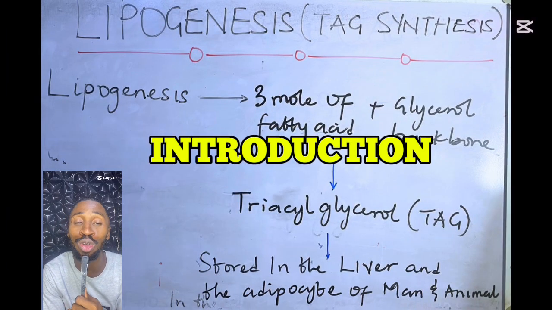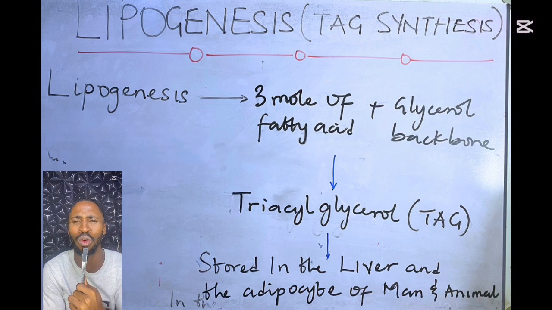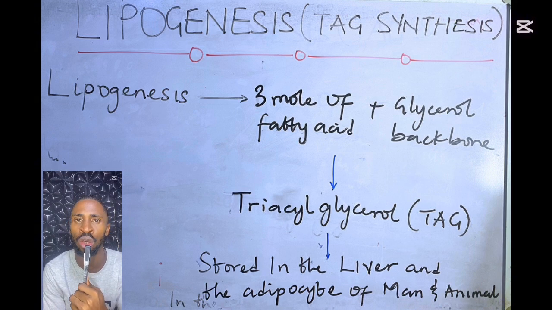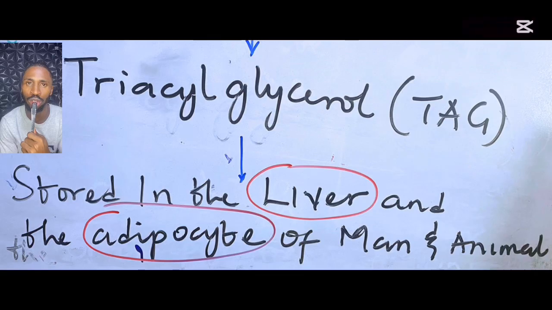So let us begin with the introduction. First of all, we'll be introducing what lipogenesis is. Lipogenesis is a metabolic process which involves the acetylation of fatty acid to form triacylglycerol. So when you acetylate fatty acid, you get TAG or triacylglycerol. What is triacylglycerol? Triacylglycerol is the major storage of fat in animals and humans. So our fat is stored in the adipocyte and the liver as TAG.